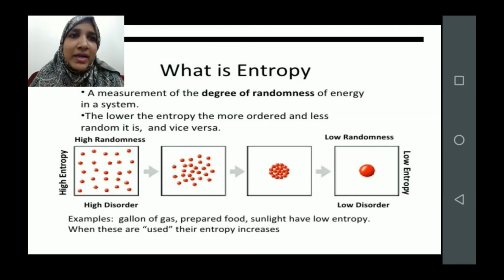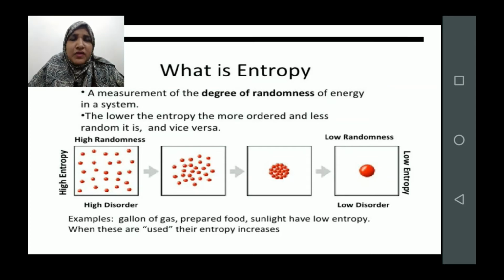Here a flow chart diagram is given where you can see square boxes in which some particles are shown with red dots. In the first, the particles are randomly dispersed. It means it has very high disorder and high entropy. As these particles come closer to each other, their randomness decreases, and in the last one all the particles have combined into one entity, and that will have the least randomness.